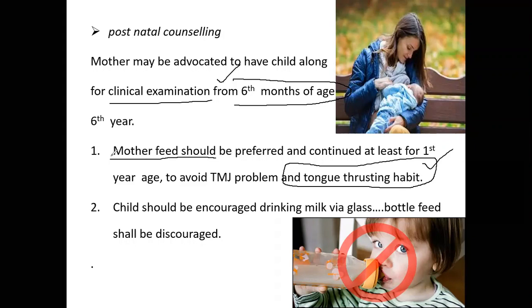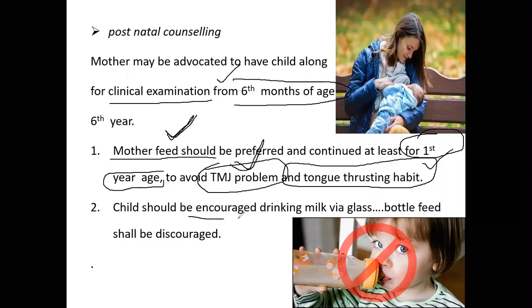For example, breastfeeding is appreciated because with breastfeeding, the position of the child makes the lower jaw grow properly. So we focus on breastfeeding, or mother feeding, till the first year of age of a newborn child to avoid TMJ problems. If the mother is not properly feeding her newborn till the first year of age, the child will develop TMJ problems.